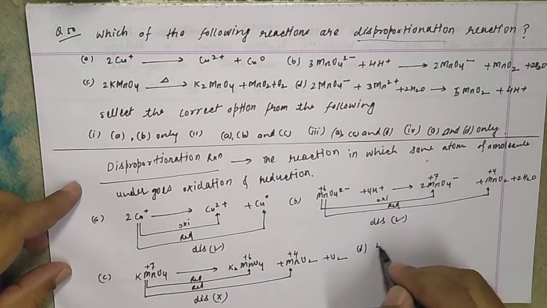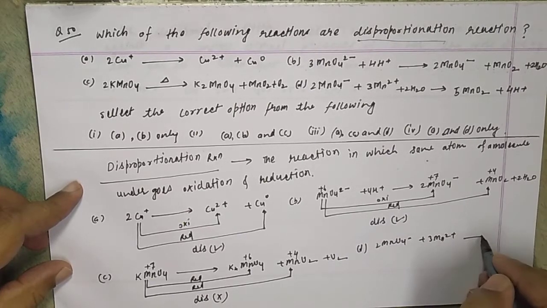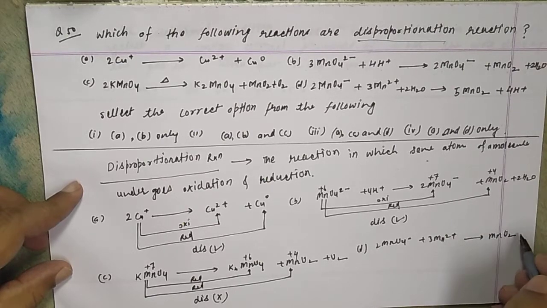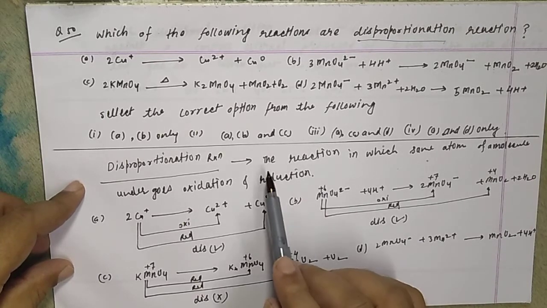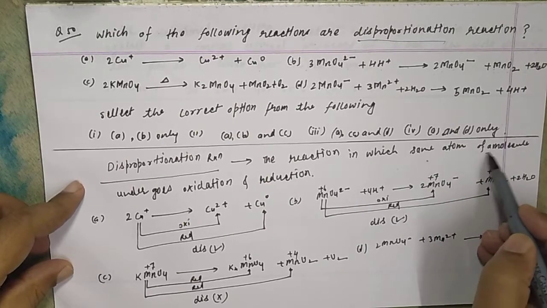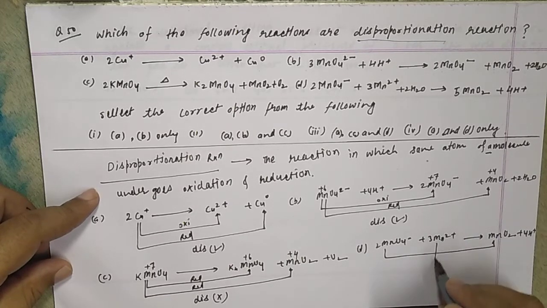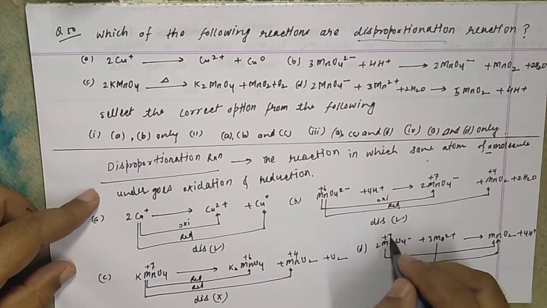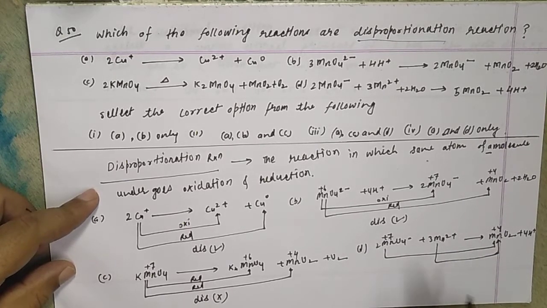Now if you go for option D, 2MnO4 minus plus 3Mn2 plus is converting into MnO2 plus 4H plus. Now the definition of disproportionation is the reaction in which the same atom of a molecule undergoes oxidation and reduction. And here you can see that there are two molecules. This is just the reverse of the disproportionation reaction. Here is plus 7 and here is plus 2, giving plus 4. The reactants should be on this side for disproportionation. So this is also not a disproportionation reaction.